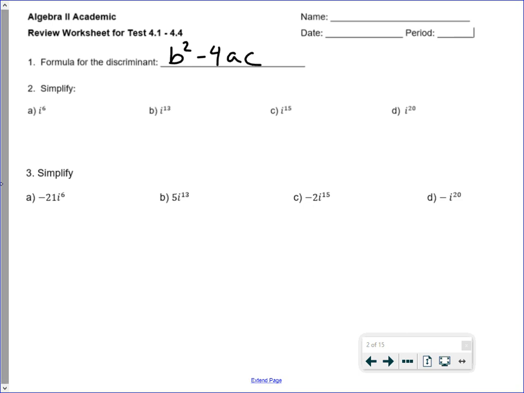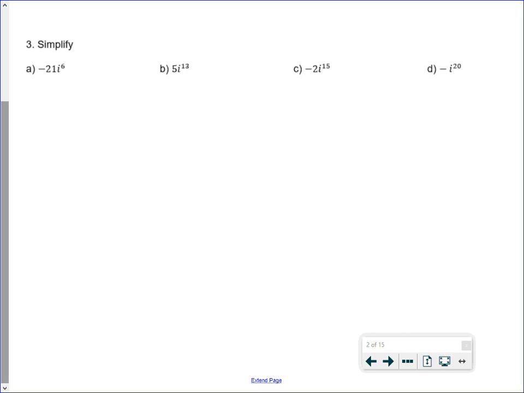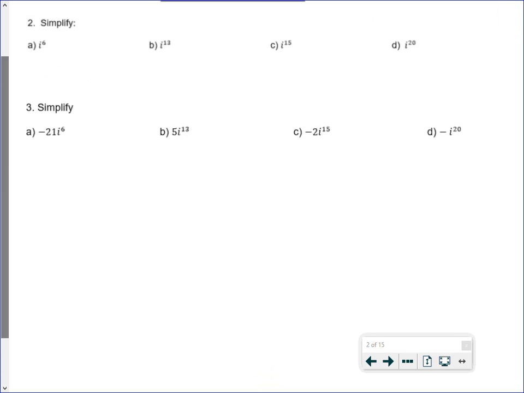Okay, number two, I'm just going to do one or two of these. We're asked to simplify these. So i to the 6th, what you want to do is take the exponent, divide it by 4, and see what the remainder is. 6 divided by 4, 4 goes into 6 one time, that multiplies the 4, 6 minus 4 is 2. We stop here because all we have left is decimals, so that number that's left over is our remainder. So we have 1 remainder 2.